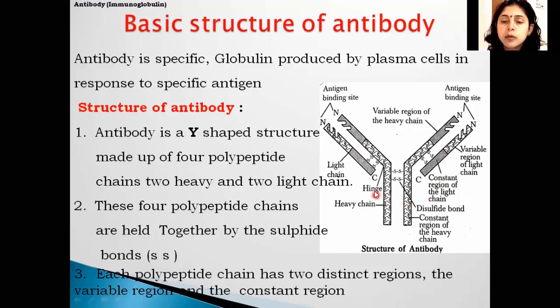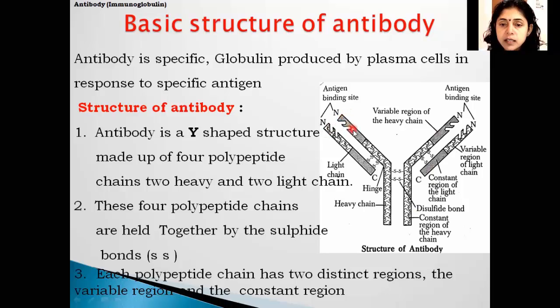So simply, these are the 4 polypeptide chains. You can see they make the Y-shaped structure. The light chains are short and the heavy chains are long, and in such a manner they form the Y shape. The polypeptide chains have disulfide bonds. Now this portion is called the hinge, where the heavy chain is bending. So this is the complete structure of the antibody.